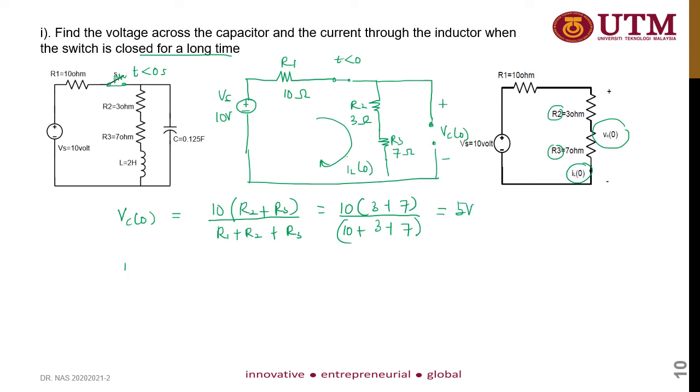And IL0 equal to the source divided by the total impedance. So the source is 10 divided by R1 plus R2 plus R3, in which it is equal to 10 divided by 10 plus 3 plus 7, equal to 0.5 ampere.